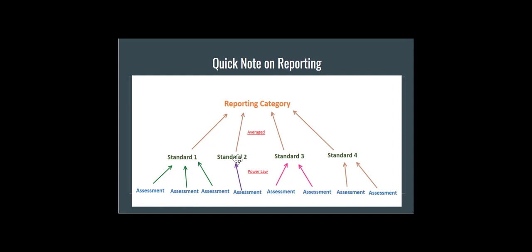And then this one may only have one assessment, and standard 2 would get a proficiency level based off of one assessment. Standard 3 might have 2 assessments, and the student would get a proficiency level on standard 3 from those 2, and so on, all the way up to standard 4. So you'll see that a different number of assessments may be used to calculate each standard grade.